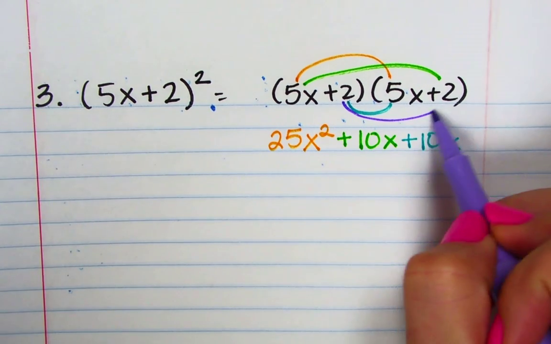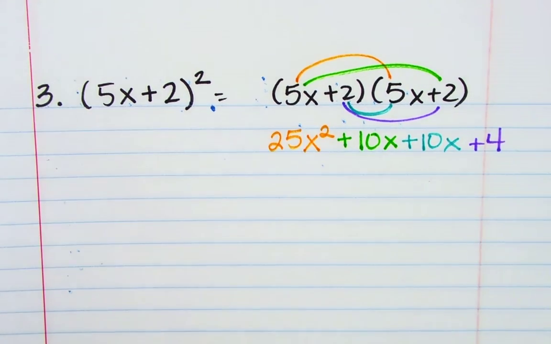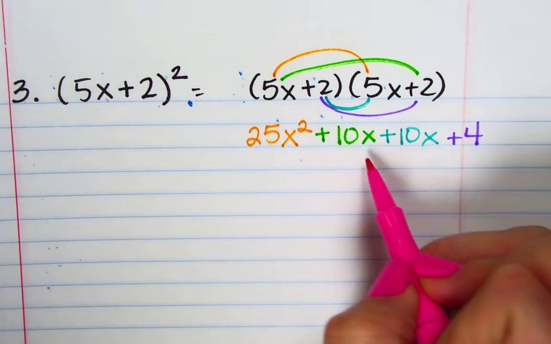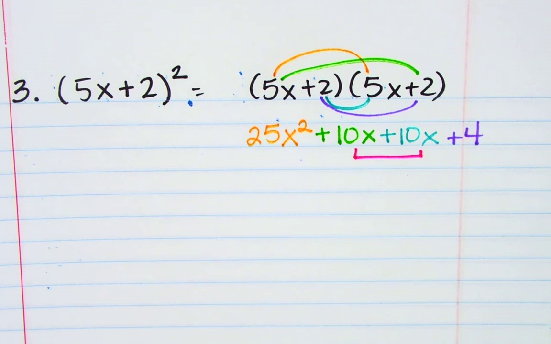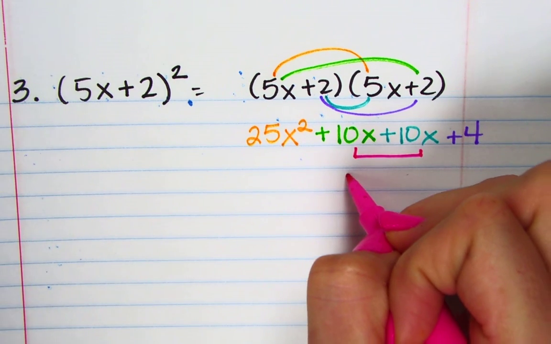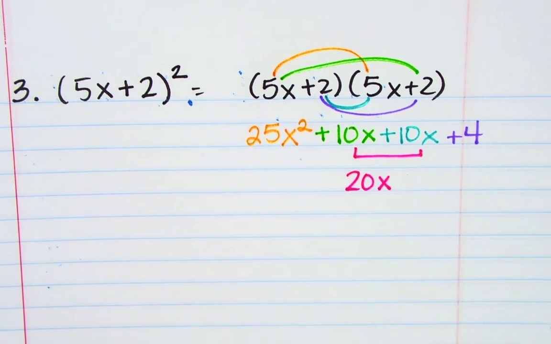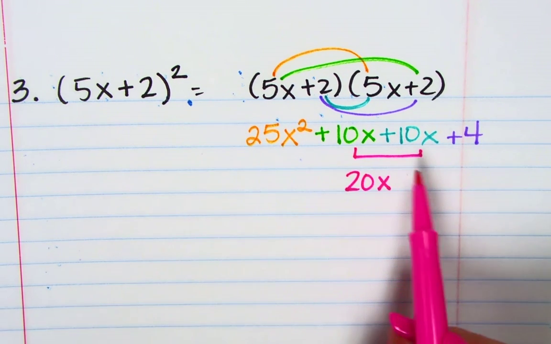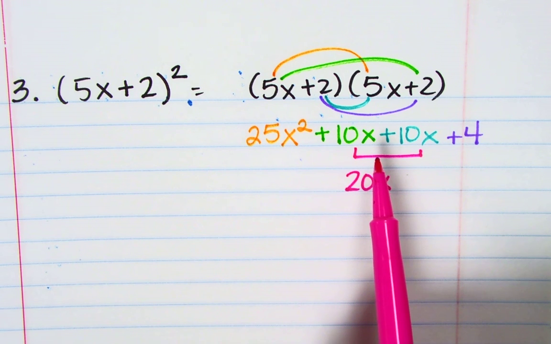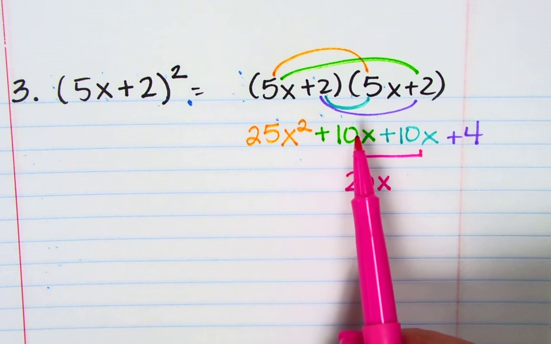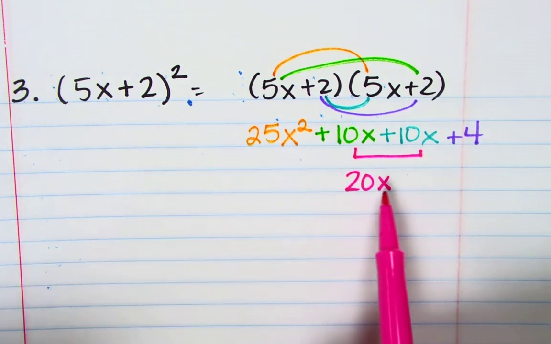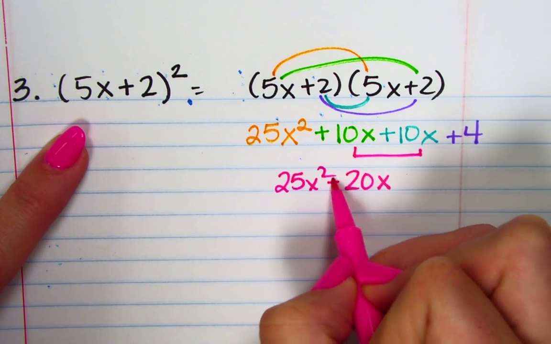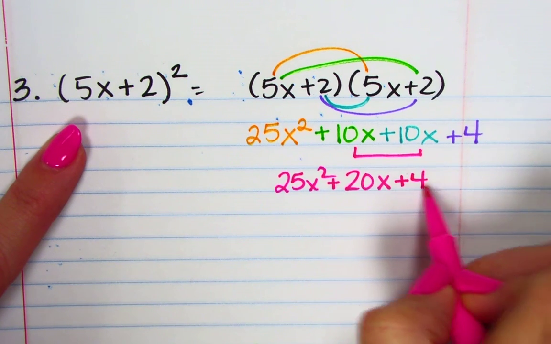And then the last one is 2 times 2, 4. So you should have got 25x squared plus 10x plus 10x plus 4. Right, then combine your like terms. 10x plus 10x, 20x, okay? And if you're wanting to make that 20x squared because you're putting two x's together, remember, x squared is x times x. Here, I'm adding x plus x. So it's not going to change to x squared. Right, so 25x squared plus 20x plus 4.